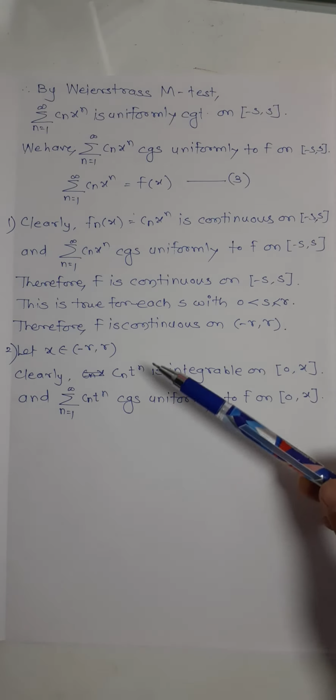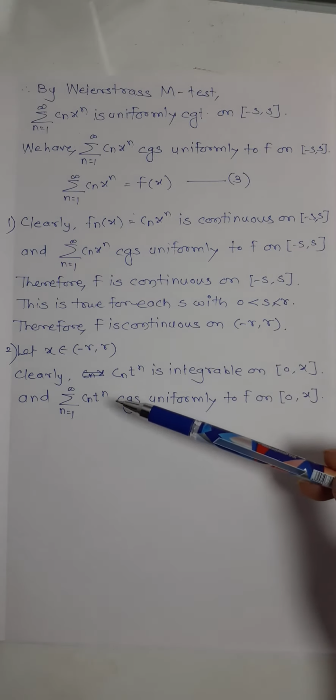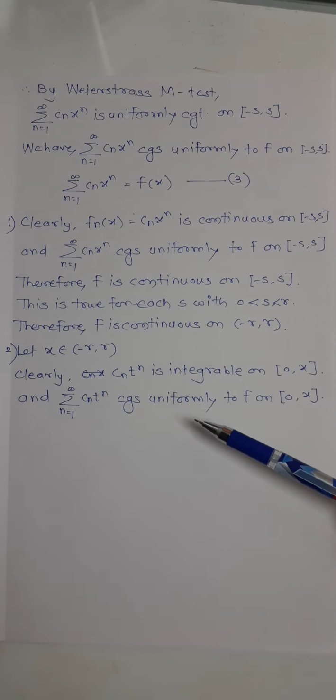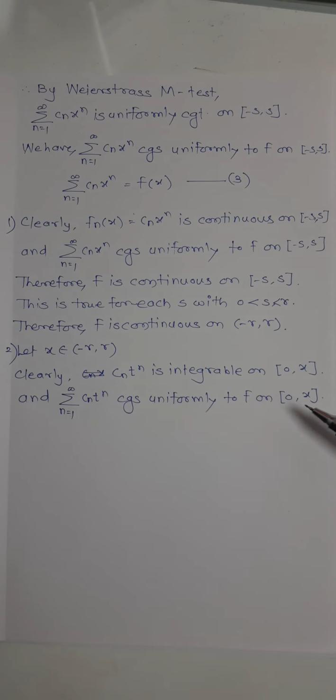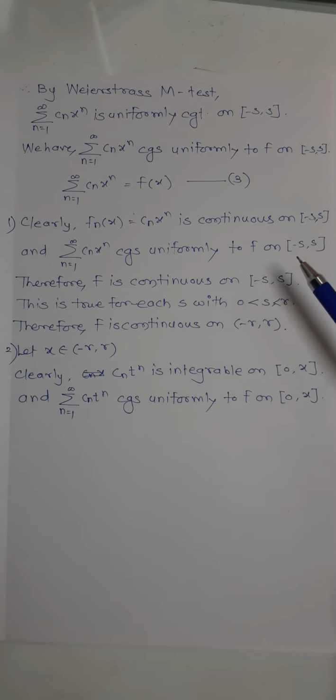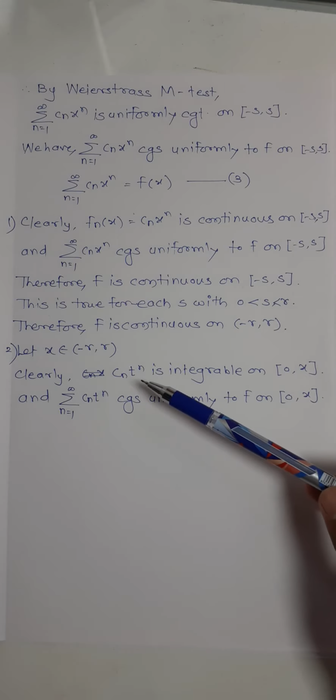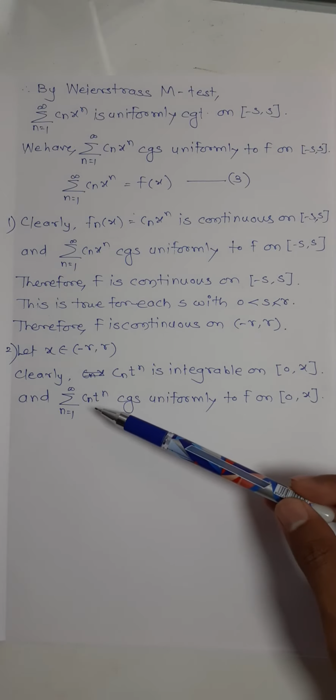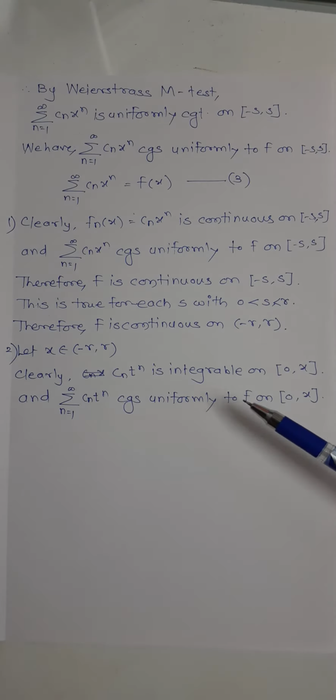See, I wrote the series in terms of t, so it converges uniformly to f on the interval 0 comma s. Actually it converges uniformly on the interval minus s to s. This interval is smaller than that one, so obviously it converges uniformly on the interval 0 comma s. So that's why, what can we say? See, I will read it again. This is an integrable function and the summation converges uniformly to f. So that's why f is also integrable.